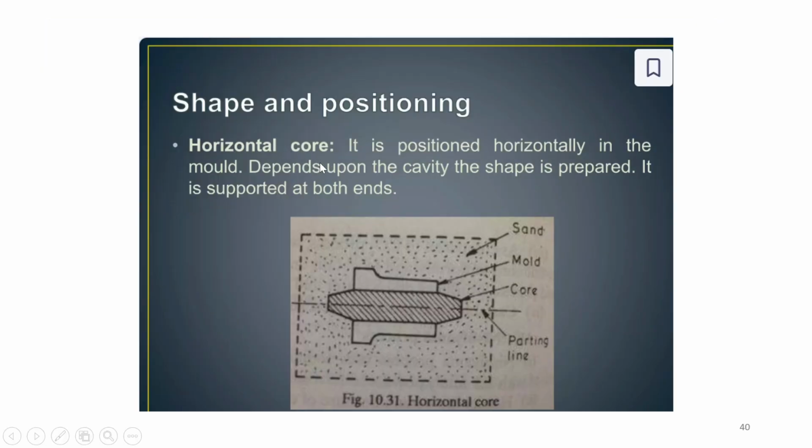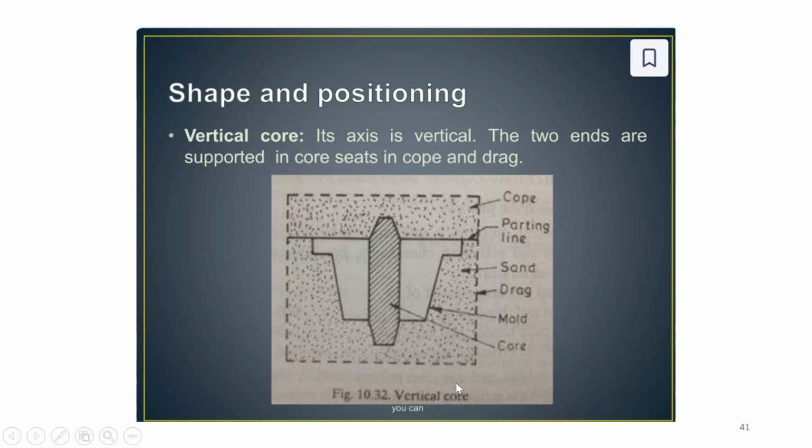Next you have horizontal core. As the name suggests, it is positioned horizontally in the mold and it depends upon the cavity. The cavity of the shape is prepared, and it is supported at both ends. As shown here, it is supported on both ends. This is the parting line, and your sand, mold and core are all shown. Next you have vertical core. Its axis is vertical and the two ends are supported in core seats in cope and drag.